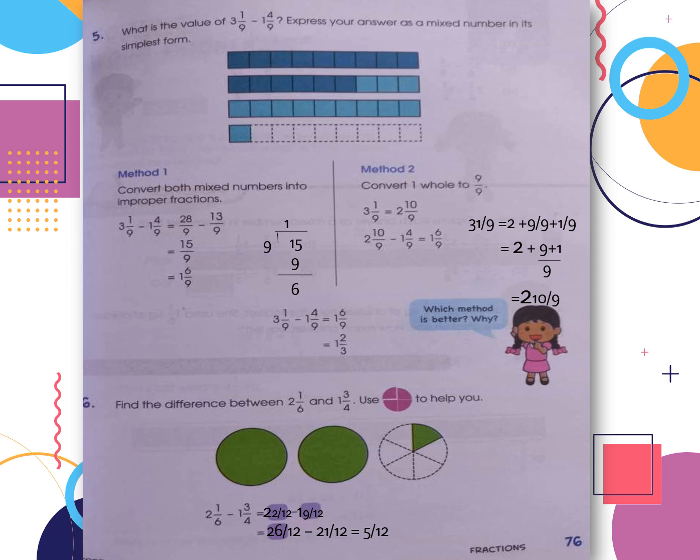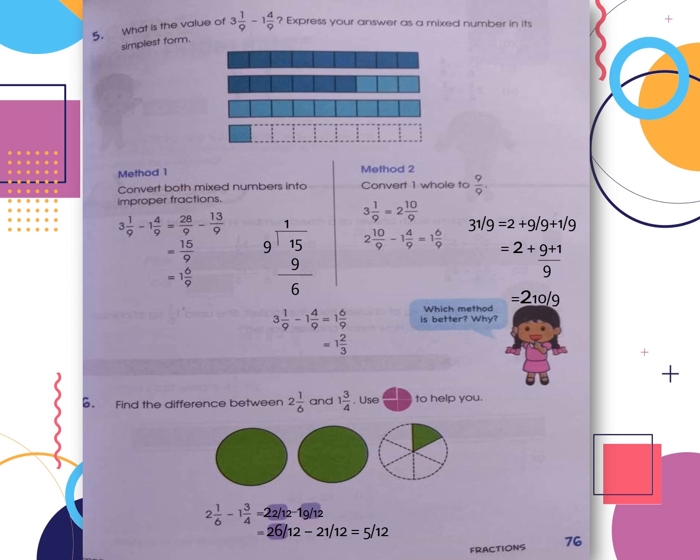Here we don't need to perform any additional step because the denominators are the same. So simply we are going to subtract 13 from 28 and it results in 15. So we have 15 over 9. And if we divide 15 by 9, we have 1 whole number 6 over 9 as our answer, because 9 into 1 is 9 and 6 is the remainder. So we can simply convert it into a mixed number.